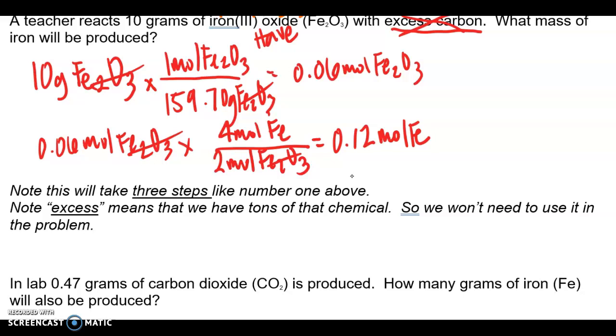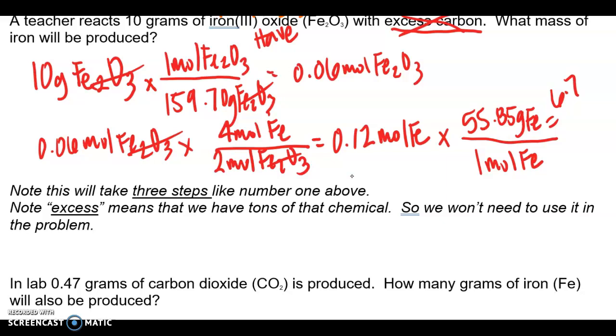And then our last step is, and I'm just going to put it over here to save room, we know that 1 mole of iron is equal to 55.85 grams of iron. We know that because of the periodic table. If you look at iron, which is number 26 on the periodic table, you'll see the molar mass is 55.85. That's where we're getting that number. And when we do that math, we get 6.70 grams of iron.